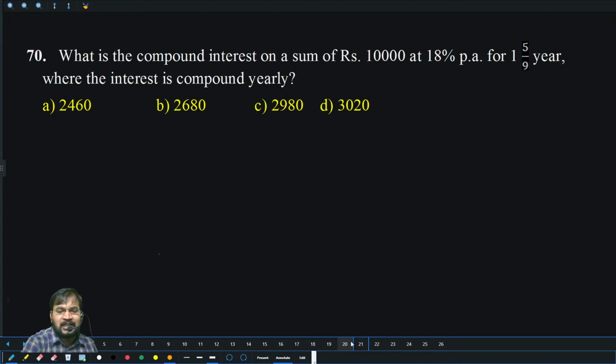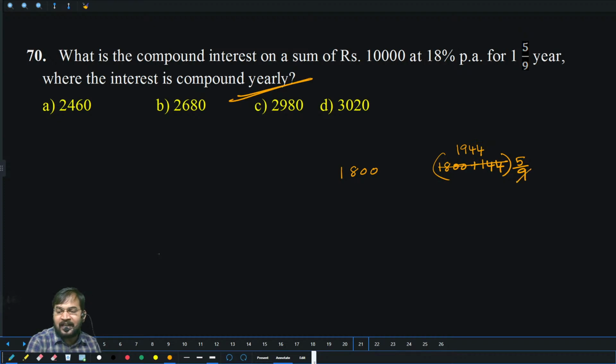What is the compound interest on 10,000 rupees at 18% per annum for 1 5/9 years, where the interest is compounded yearly? First year interest is 1800. Second year interest is 1800 plus 18% of 18, which is 144. This is the second year interest, but we need only 5/9 of the year.